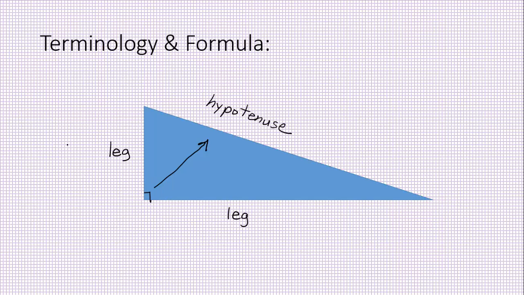If we label each of these with a variable, for example, A and B for the legs and C for the hypotenuse, then the Pythagorean theorem is a formula that relates all of those. It says that the square of the legs added together is equal to the square of the longest side. Let's see how we use that.